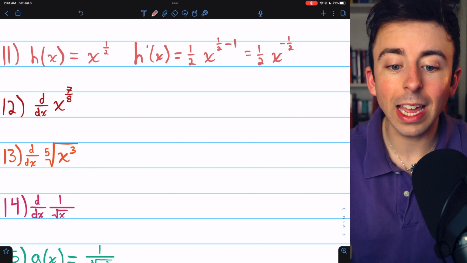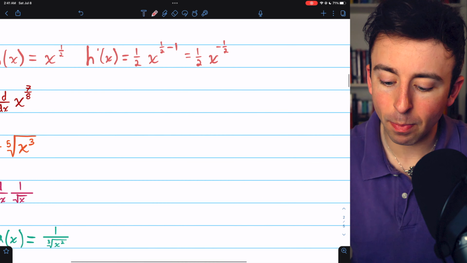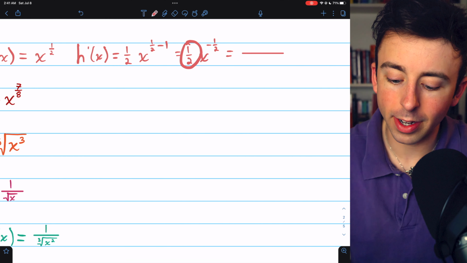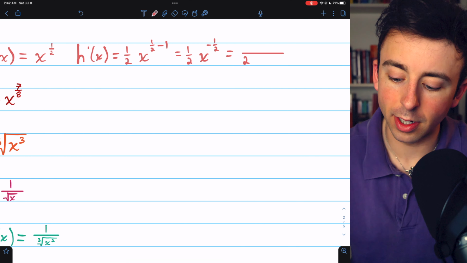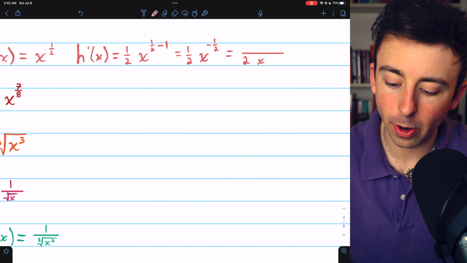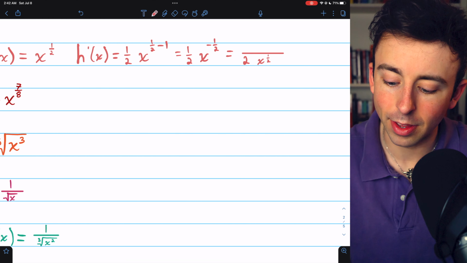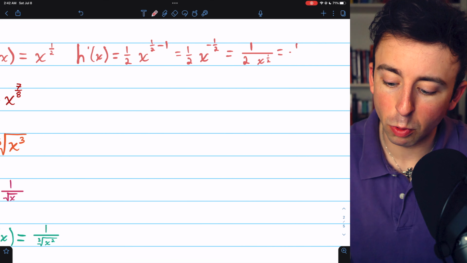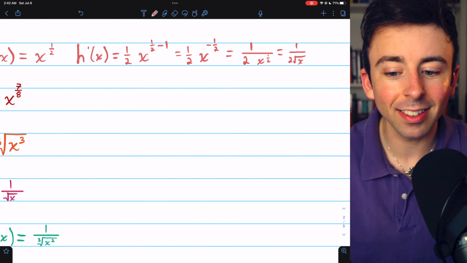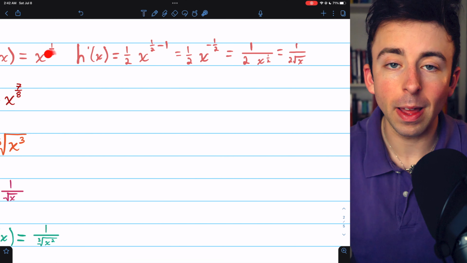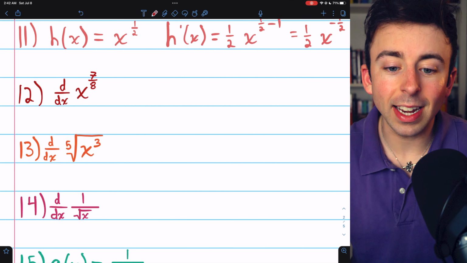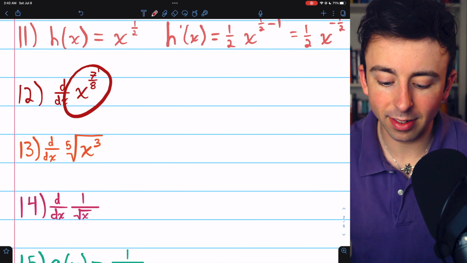As before, we can write this in the denominator with a positive exponent. Since we have a factor of 1/2 out front, that's the same as a 2 in the denominator, and then we also have our x to the 1/2 in the denominator. Or, like I said before, x to the 1/2 is the same as root x, so we could write this as 1 over 2 root x, and that's the derivative of x to the 1/2, which, like I said, is root x. Even if it's a nastier fraction, like 7/8, still no problem.